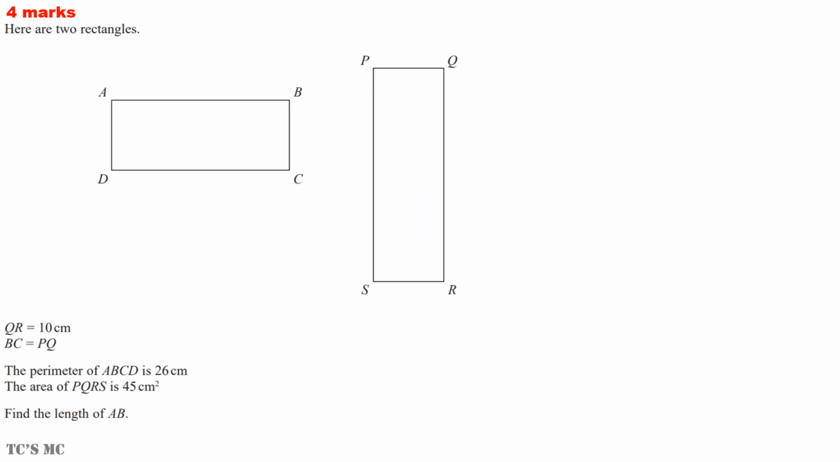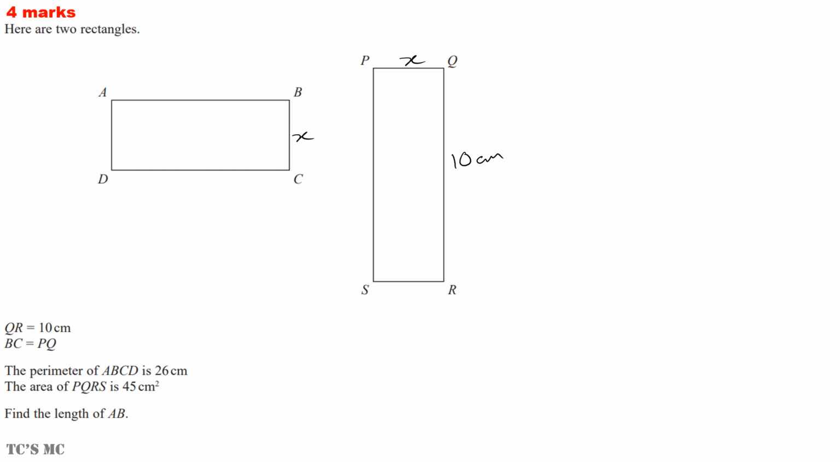Here are 2 rectangles. QR is 10 centimeters and BC is equal to PQ. So if this is x, so is this. The perimeter of ABCD is 26 centimeters. The area of PQRS is 45 square centimeters. Find the length of AB.